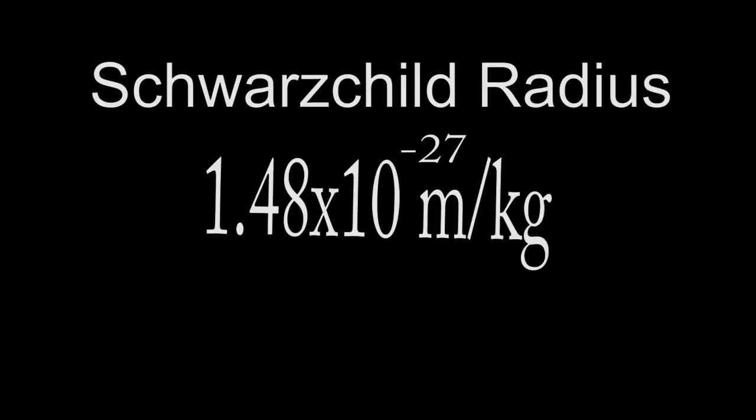Now the question is, how is a black hole formed? Well, mathematically speaking, anything can become a black hole. There is this thing known as Schwarzschild radius. Its value is 1.48 times 10 raised to power minus 27. Now, take this value and multiply it with the mass of any object you want to make a black hole.